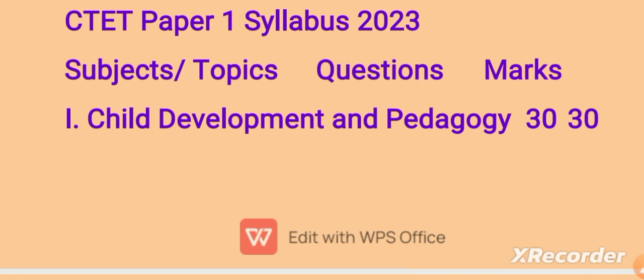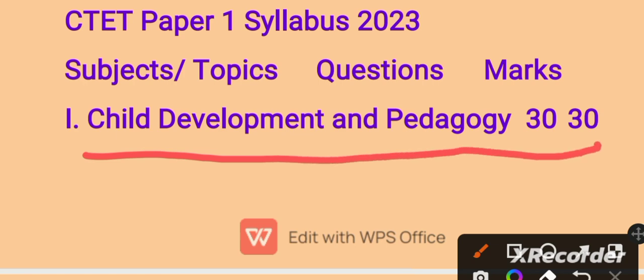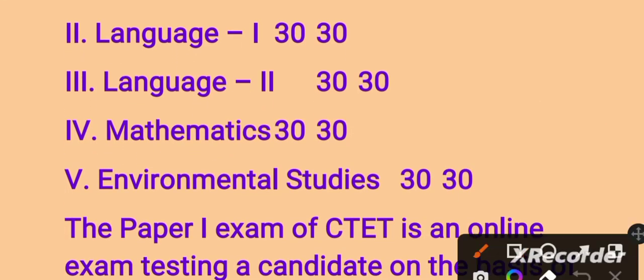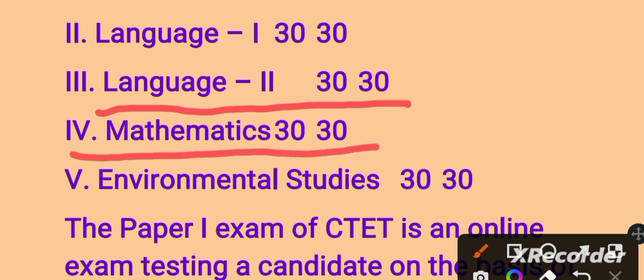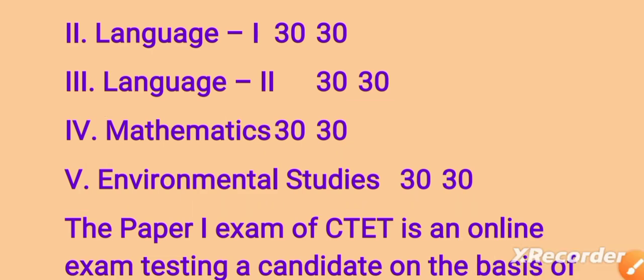Out of that 5 sections, let's see the first section, which is nothing but child development and pedagogy, which is for 30 questions and 30 marks. It means that for each question there is 1 mark. Next, second is language first, 30 questions 30 marks, third is language second, 30 questions 30 marks, fourth is mathematics, 30 questions 30 marks, and fifth is environmental studies, 30 questions 30 marks.